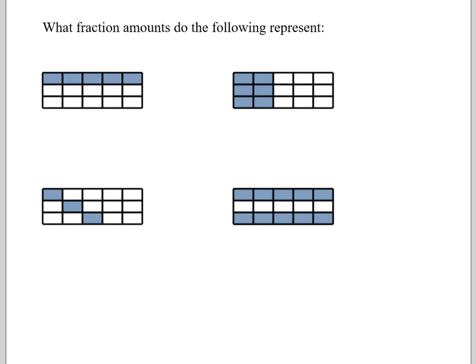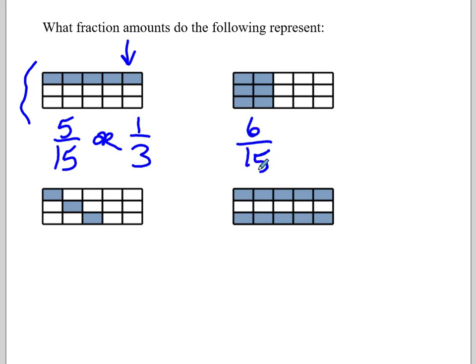So let's just look at these one more time here. What fraction amounts do the following represent? If you look at this one here, there's 5 shaded in out of 15. Okay, and that's looking at the whole package. But if you looked this way and looked at every group of 3, you would see that 1 out of every 3 is shaded in. Over here we would have 6 out of 15, or if you looked this way, you could see that out of every 5, 2 are shaded.